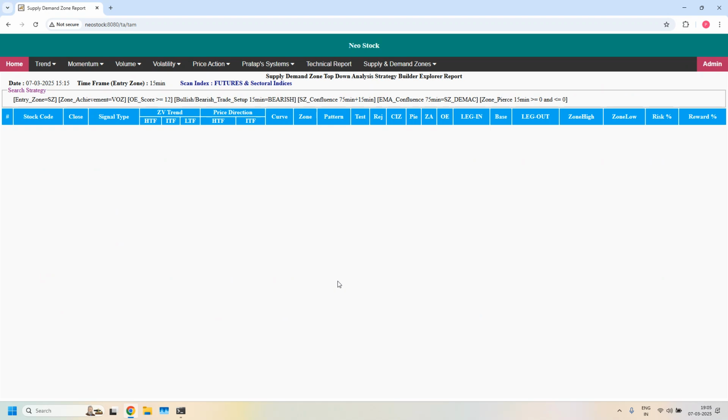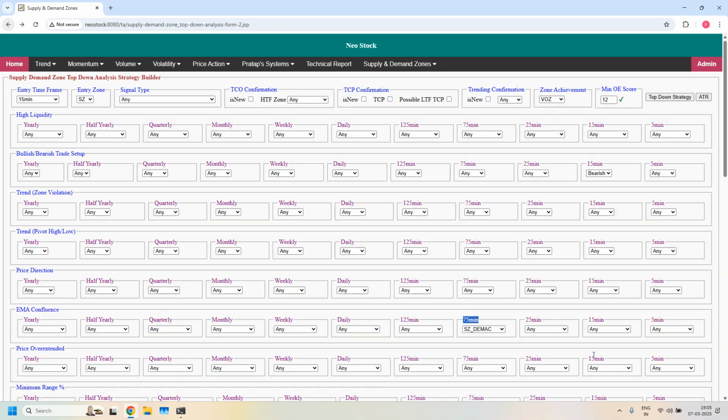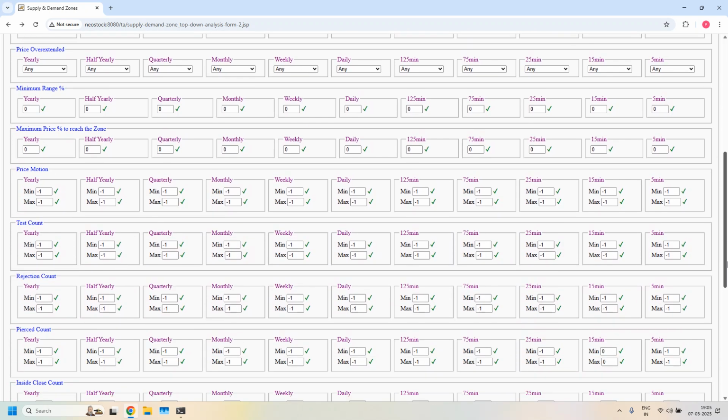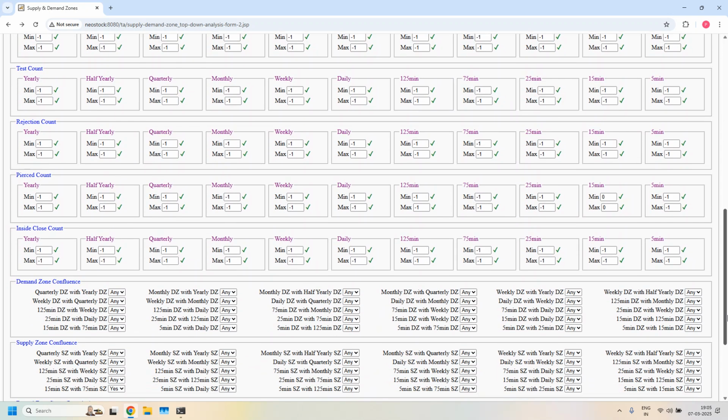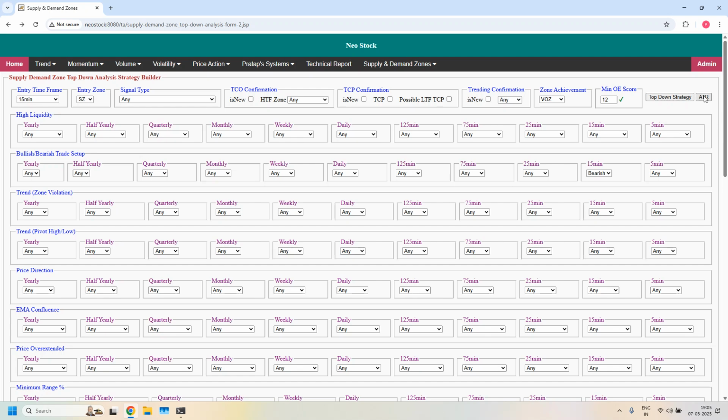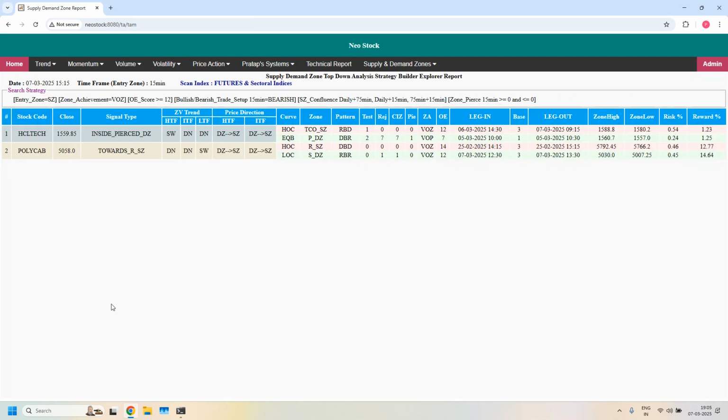Okay, fine. Next we will look into LTF, ITF and HTF supply zone confluence. That is 15 minutes, 75 minutes and daily supply zone confluence. I am removing EMA filter. In the supply zone confluence, we should set 3 filters. First filter is already enabled, 15 minute supply zone with 75 minute supply zone confluence. Second filter is 15 minute supply zone with daily supply zone confluence. Third filter is 75 minute supply zone with daily supply zone confluence. With all the 3 filters enabled, we got 2 stocks.